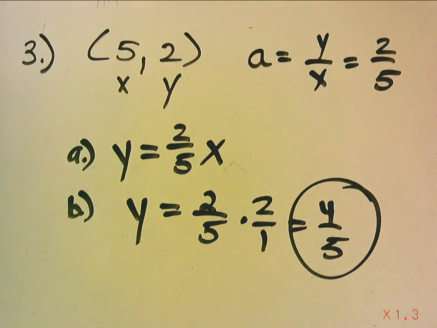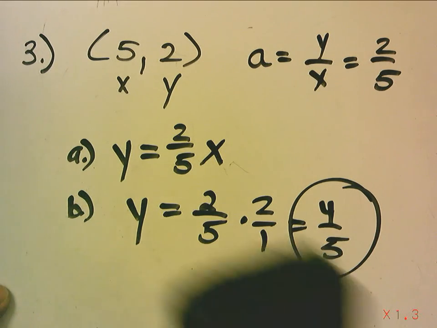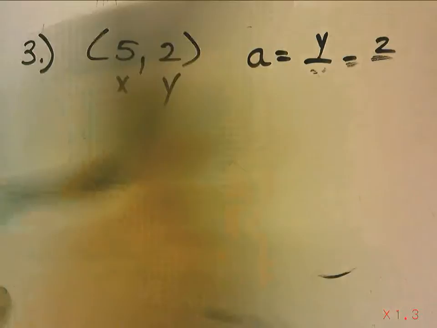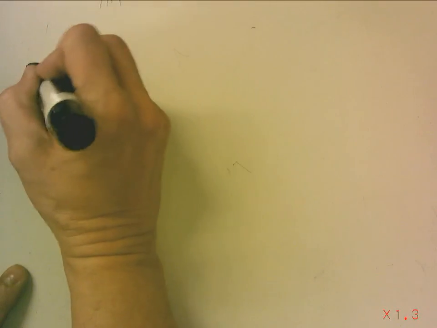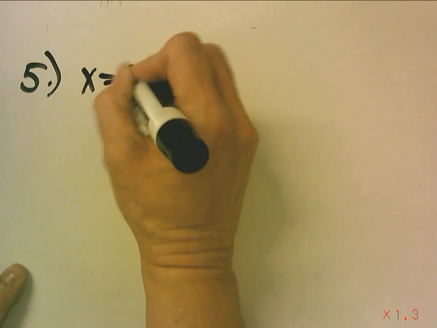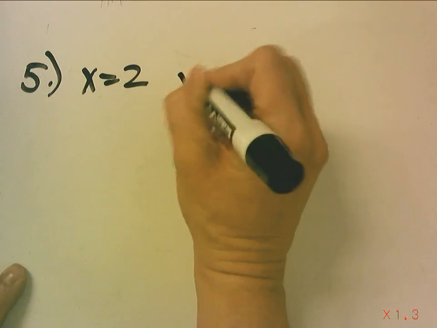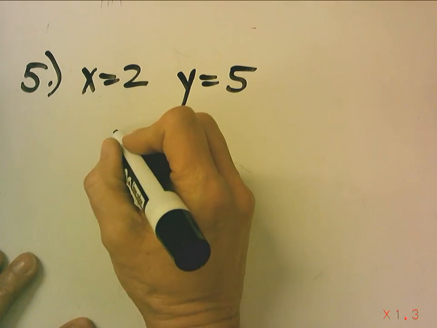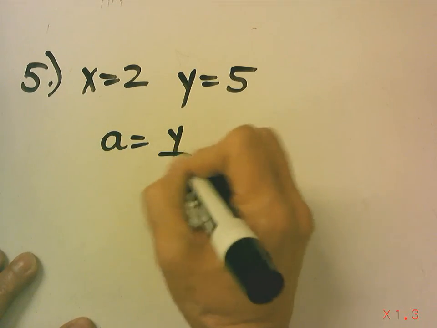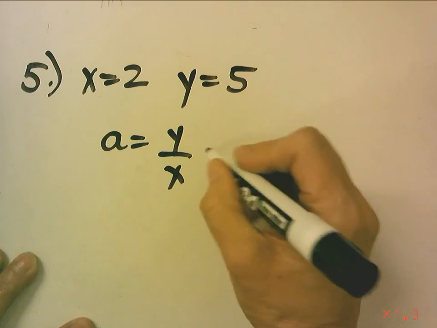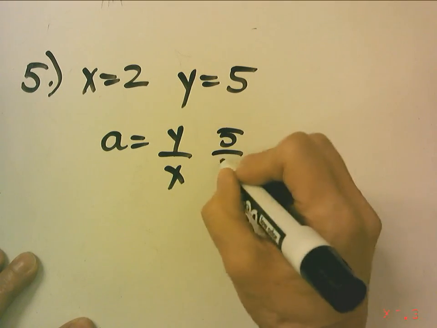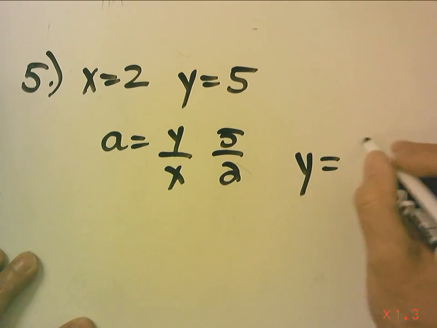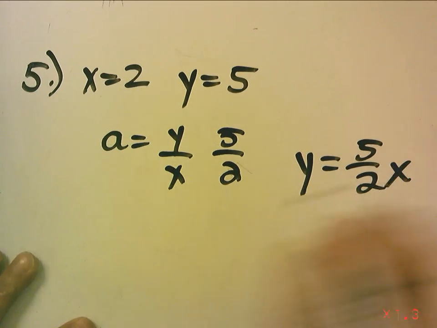Okay, now the next one, labeled 5, says, given that x and y vary directly, okay, that means y equals ax or a equals y over x. They tell me they vary directly. So that means a equals 5 over 2. So the direct variation equation is y equals 5/2 x.